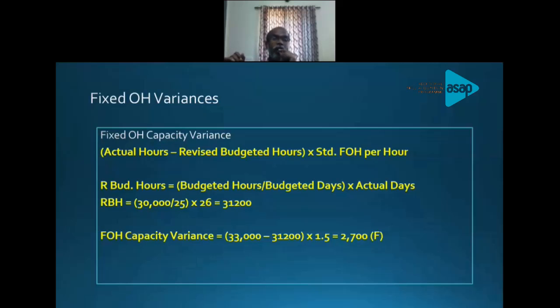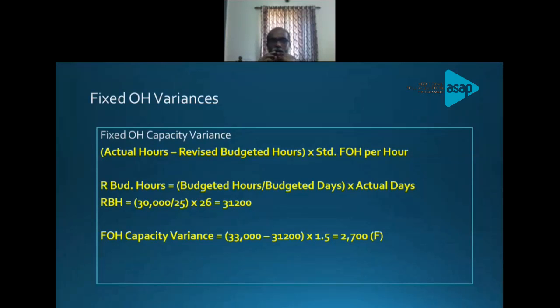Okay. So revised budgeted hours is calculated using the equation budgeted hours divided by budgeted days into actual days. Since we have a change in the number of days, we are taking into account the number of days. Our budgeted hours was 30,000 with the expectation of 25 working days. That is, budgeted days was 25. So 30,000 divided by 25 into the actual number of working days, 26.